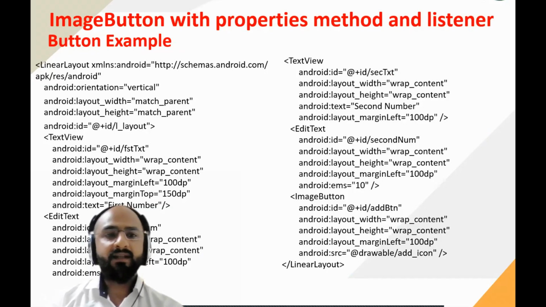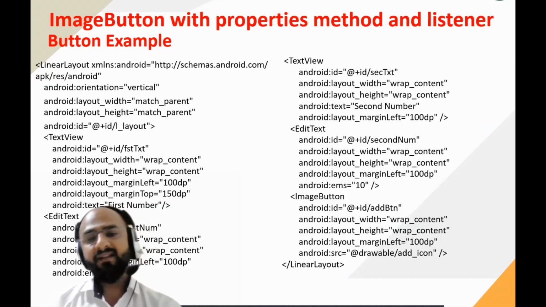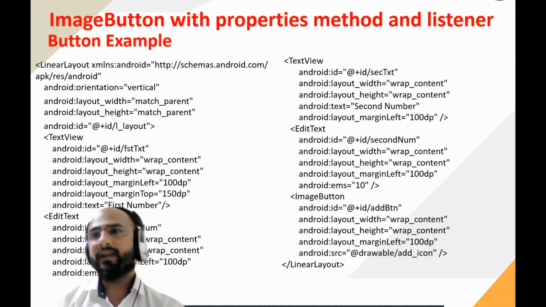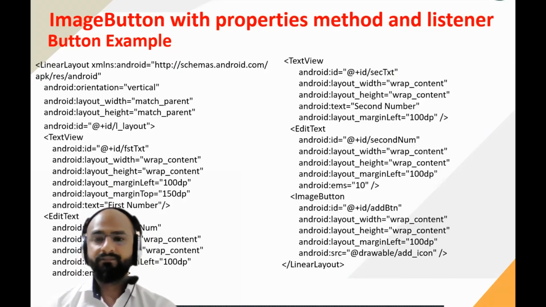See over here, there is an example of ImageButton. So this is the XML file. That XML file is available in the layout folder, and the layout folder is available in the src folder. LinearLayout with orientation vertical, with match_parent. Height of the layout will be match_parent, and the ID of the LinearLayout is L_layout.